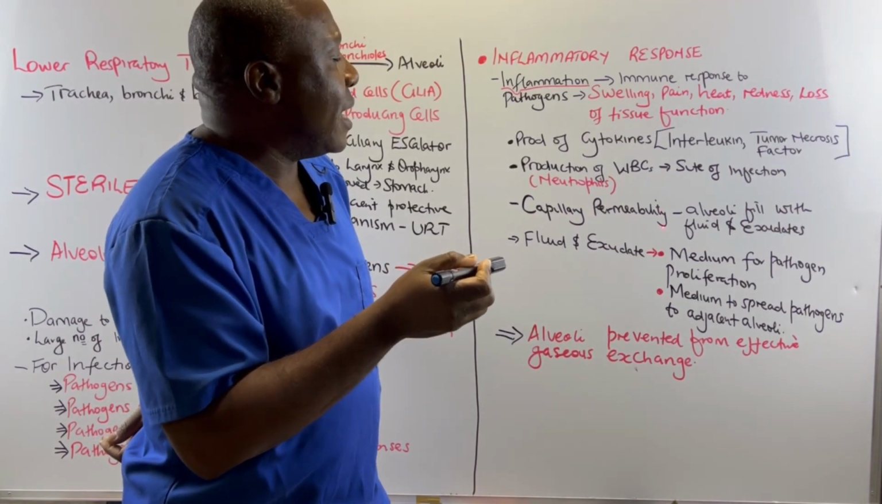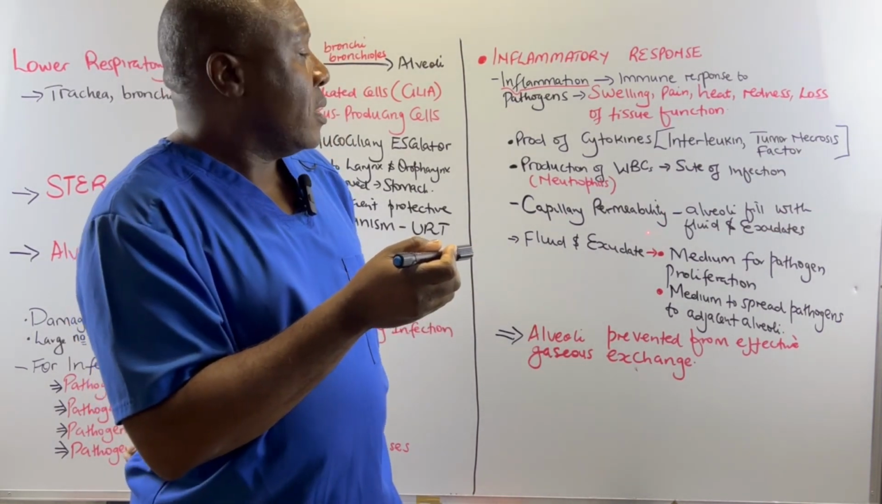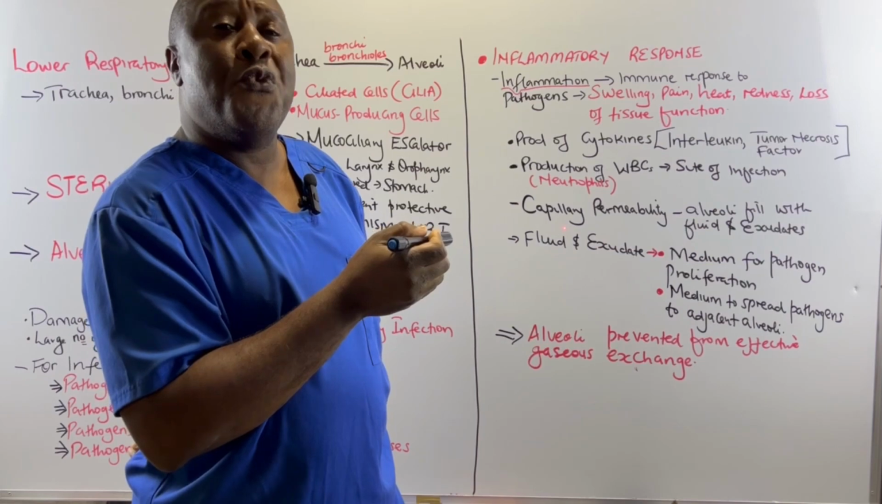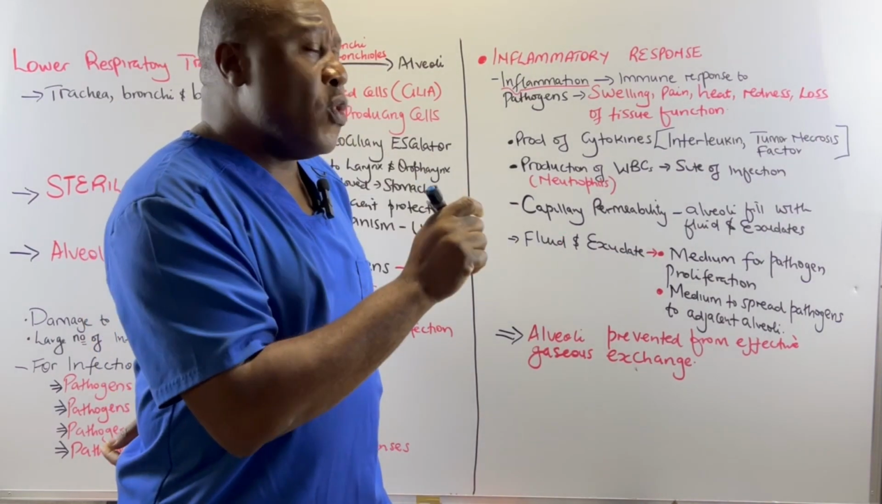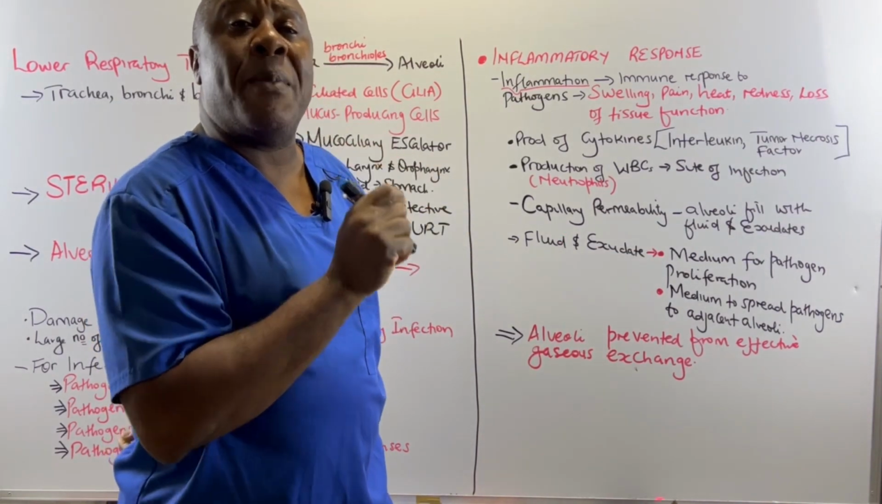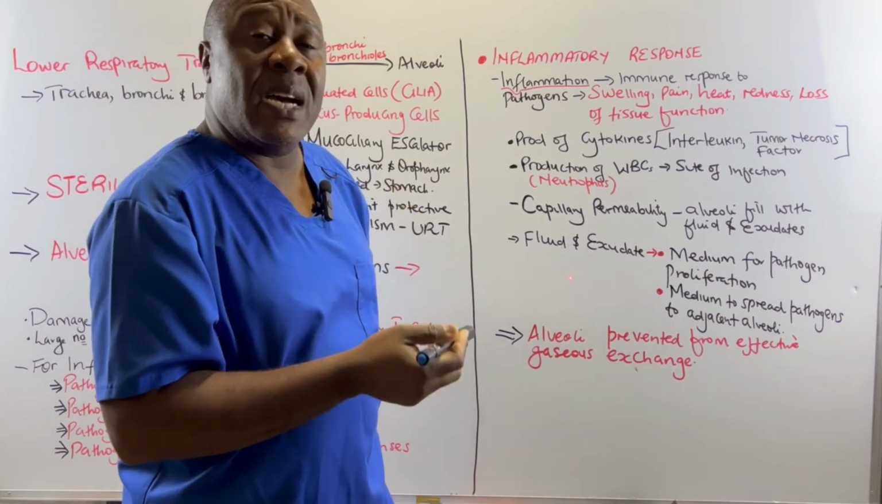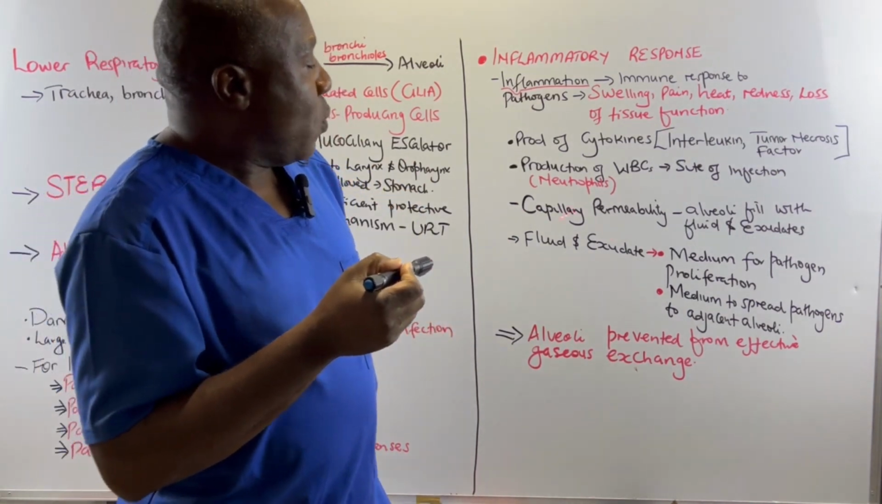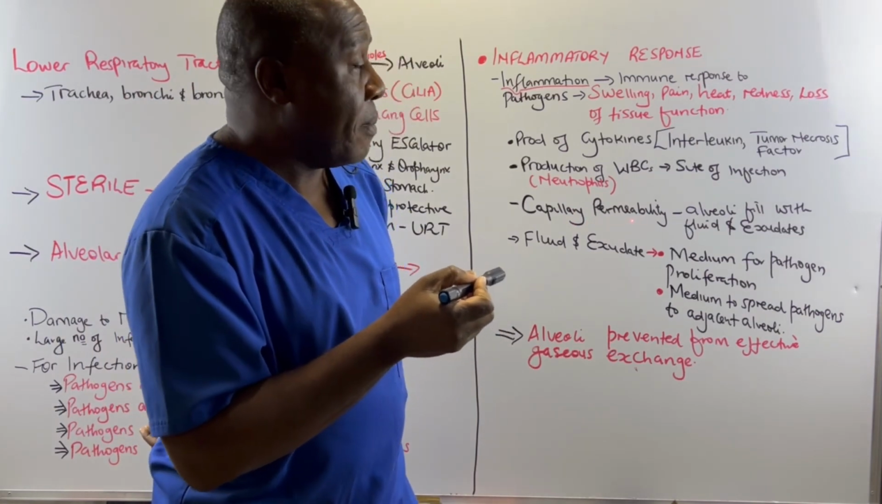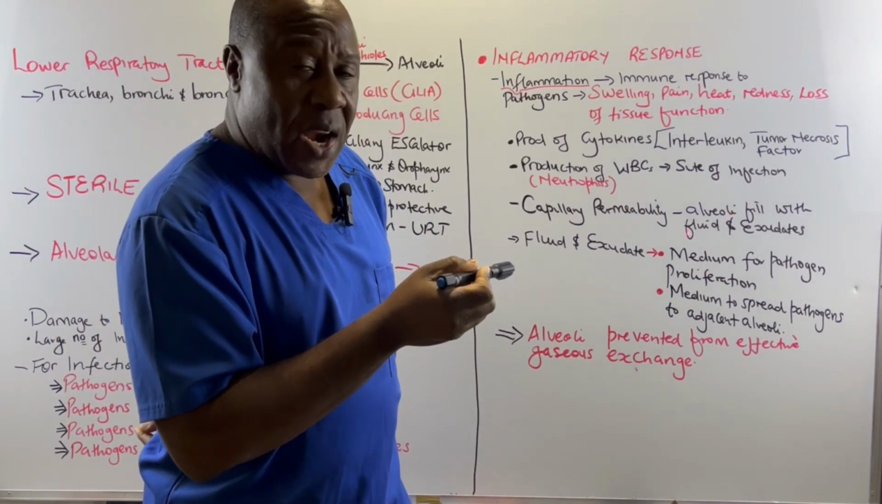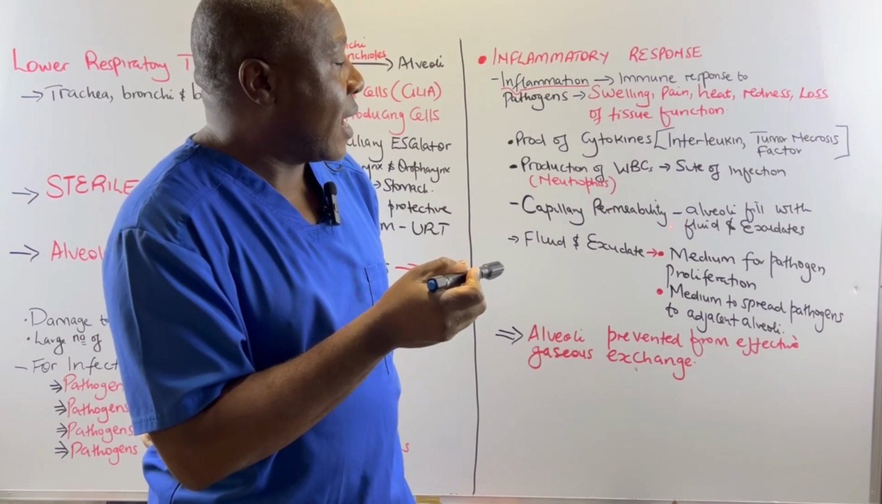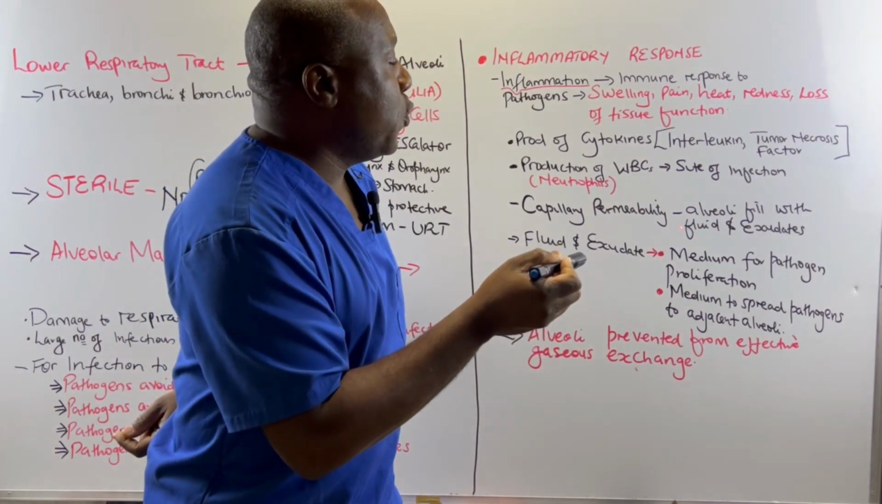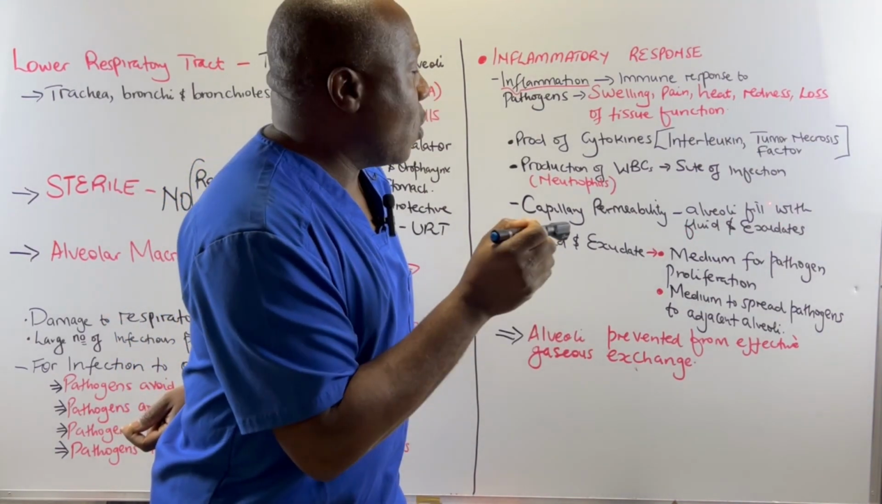Another thing that happens is that after the recruitment of these white blood cells, we have increased capillary permeability. The blood vessels are going to be very permeable. In other words, fluids are able to pass through the blood capillaries. So when we have capillary permeability, the alveoli where these pathogens are going to fill with fluid and exudate.